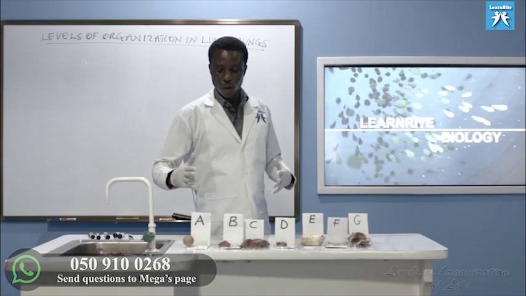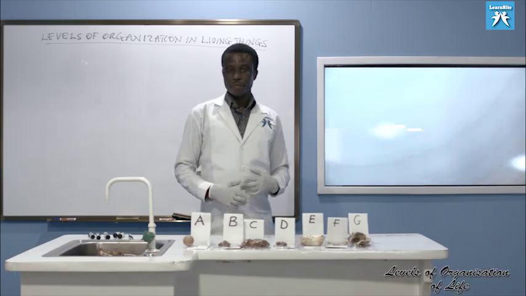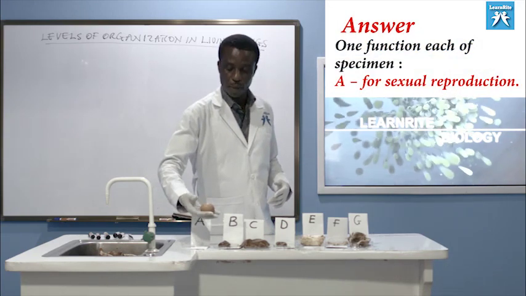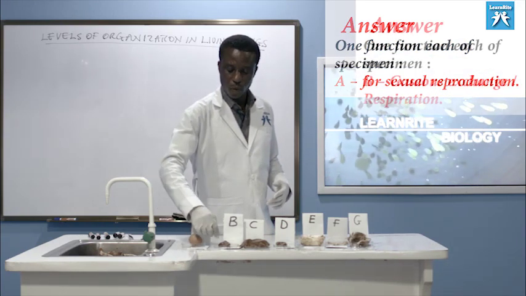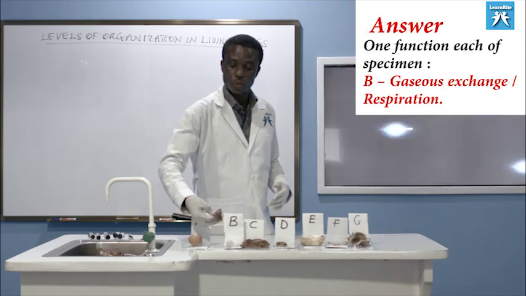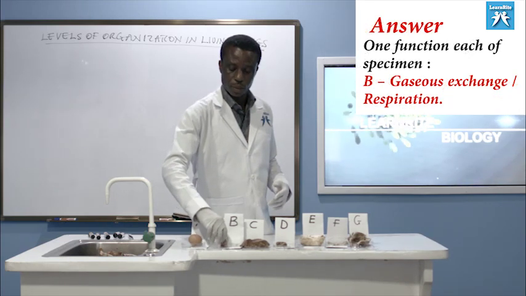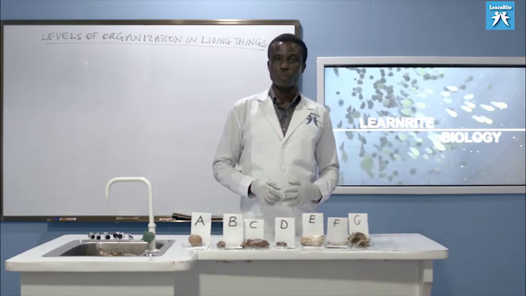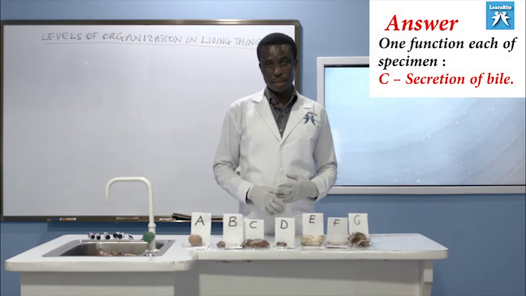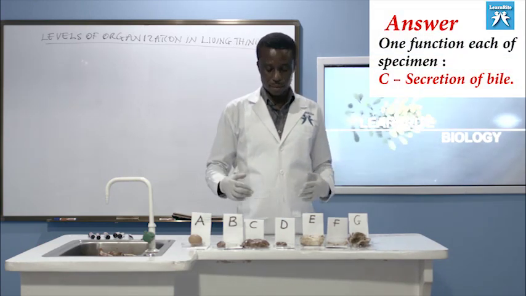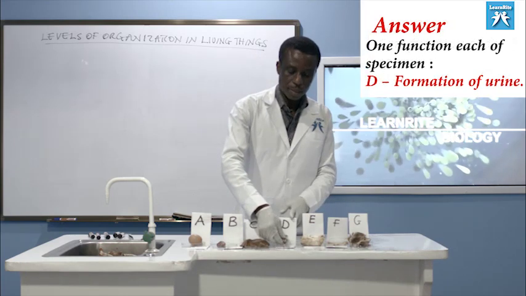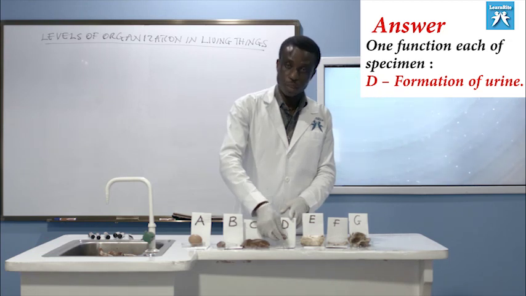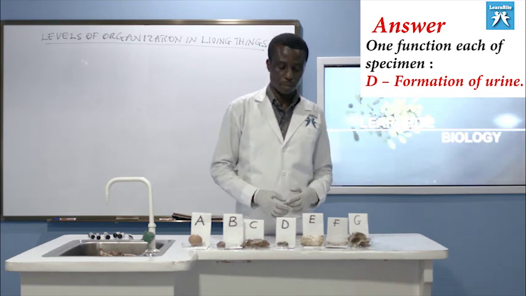One function each of all the specimens here. This one is for reproduction, sexual reproduction. This is for gaseous exchange or respiration. Then the liver. What does the liver do? For now, secretion of bile. Kidney: formation of urine, the excretion of urea.